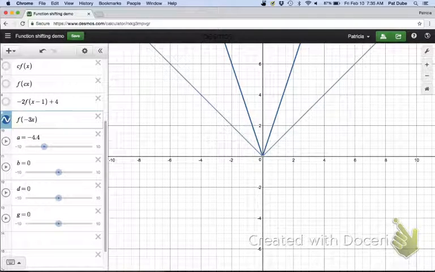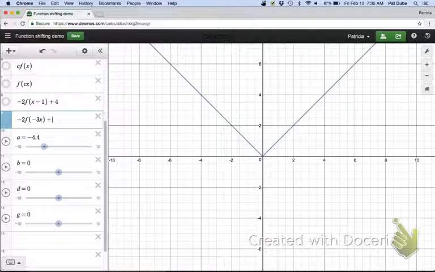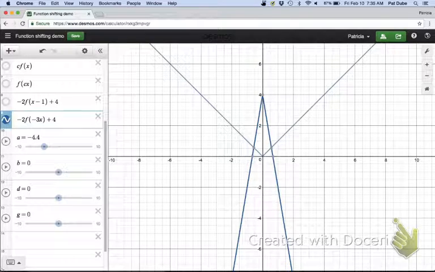But this is my new function. All I did was negative 3x. You can't see the negative because of the symmetry. If I now multiply that by a negative 2, all of a sudden my function is flipped over the x-axis. Now if I add 4, I've moved up.